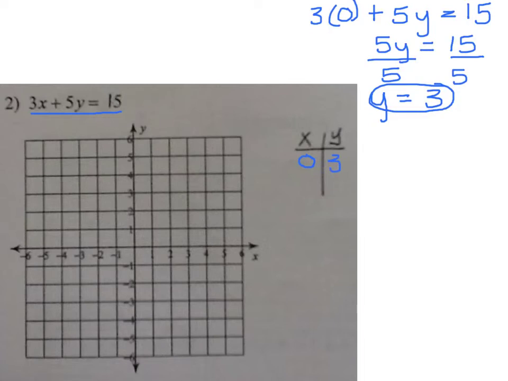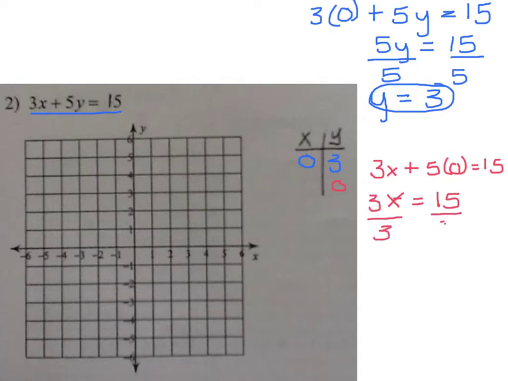If we let y equal 0, we get 3x plus 5 times 0 equals 15. The 0 term drops out and we get 3x equals 15. Now we have to divide by 3 in order to get x by itself. So 1x equals 5, and the second point in our T-chart is (5, 0). Now let's graph these 2 points and draw a line through them.